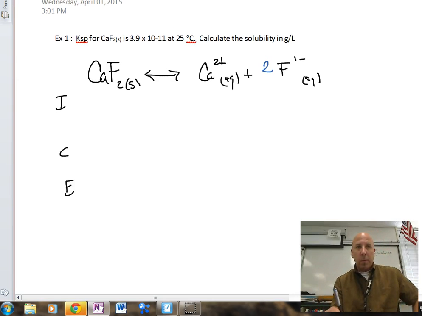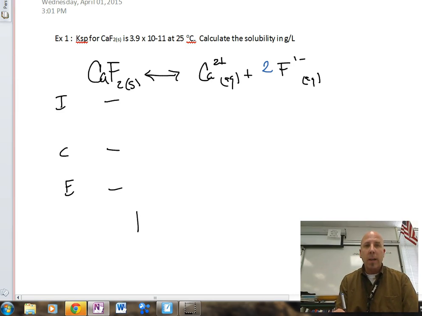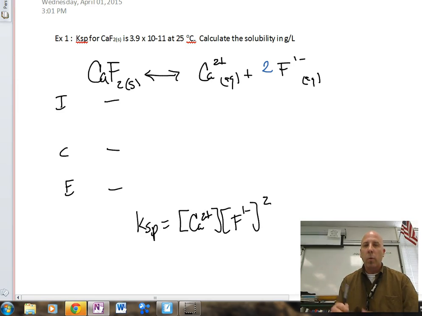And one of the things we have to remember on an ice table problem is we're not going to be worried about our solids. We're only going to be worried about our products that are aqueous. In this case, Ksp is going to equal the calcium ion multiplied by the fluoride ion, and again we're going to have to square that because we have a coefficient of 2 from the balanced equation. Okay, so we're ready to start.